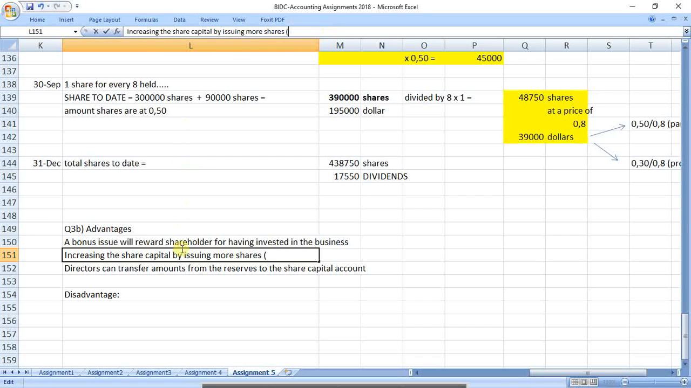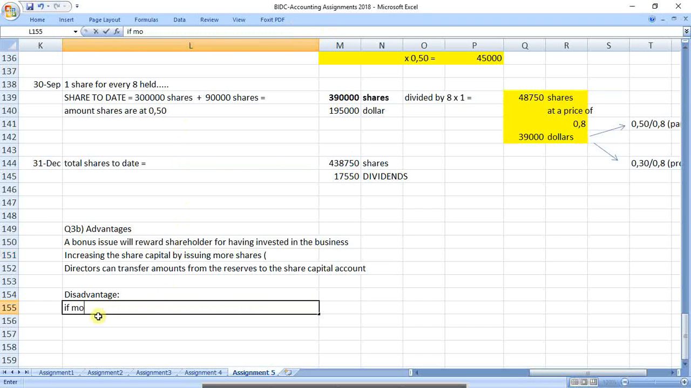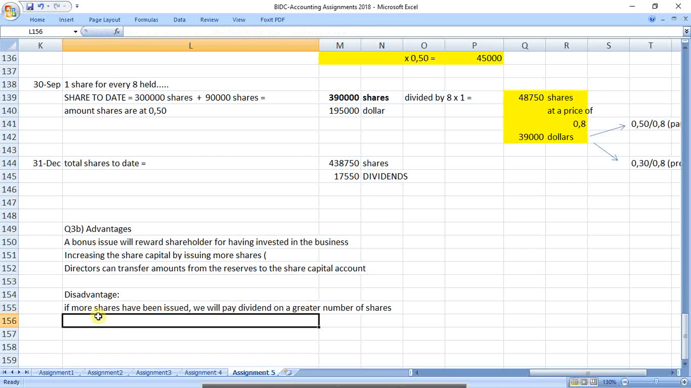Let's write that one. So if more shares have been issued, we will pay dividends on a greater number of shares. Okay, so that's a good point. They asked for 1, so I don't think you need to write more than that.